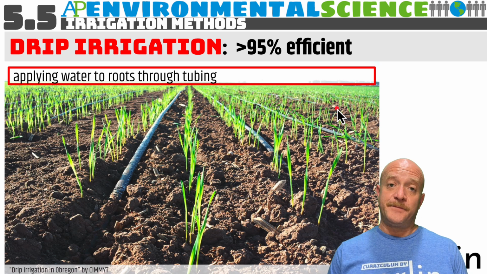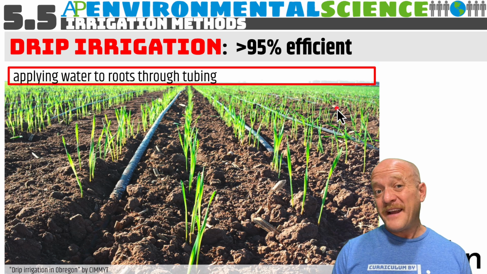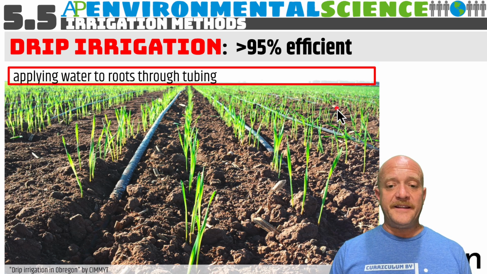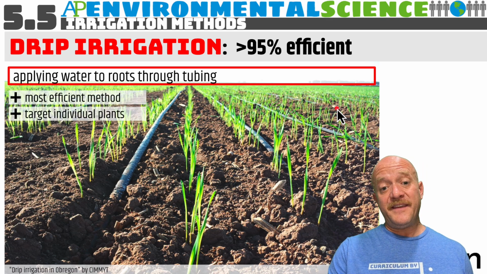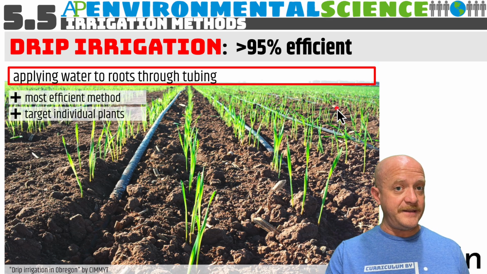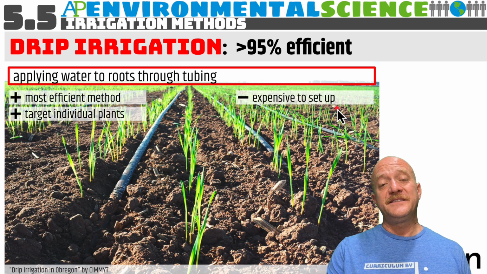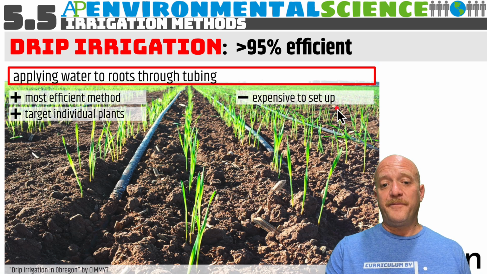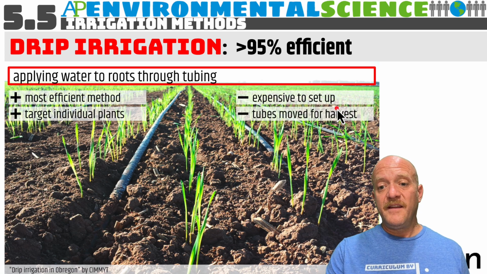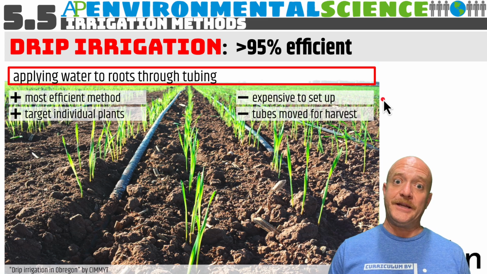Now, drip irrigation is the most efficient. It's when you have water being delivered pretty much directly to the roots through tubing that is buried in the ground. And this is the most efficient method. It can target individual plants. However, it is very, very expensive to set up, so it's cost prohibitive for a lot of smaller agricultural organizations. And the tubes likely have to be moved in order to harvest, or you have to bury them much deeper into the soil.